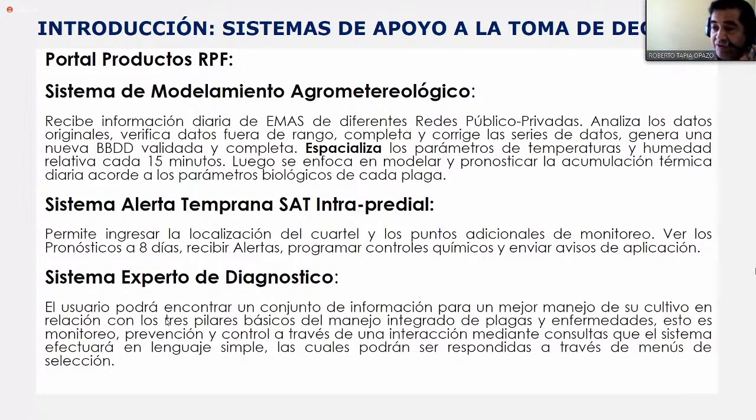It sends alerts or warnings and helps control chemicals and also sends notices of application. The diagnostic system is where users may find a series of information for better management of their crop, following the 3 pillars of integrated pest management: monitoring, prevention, and control, by interacting through queries in the system, structured in simple language, which can be responded to through different menus.